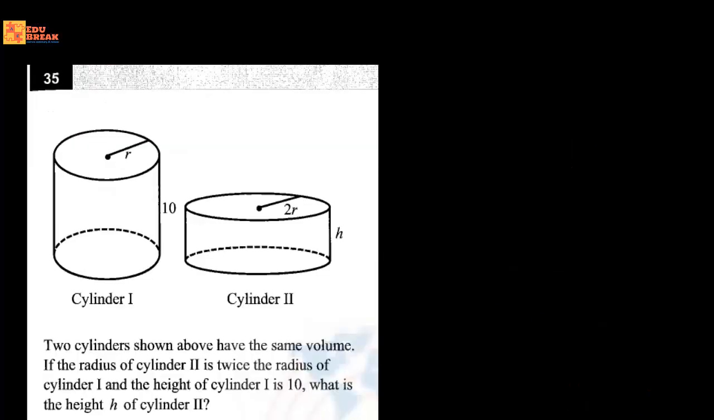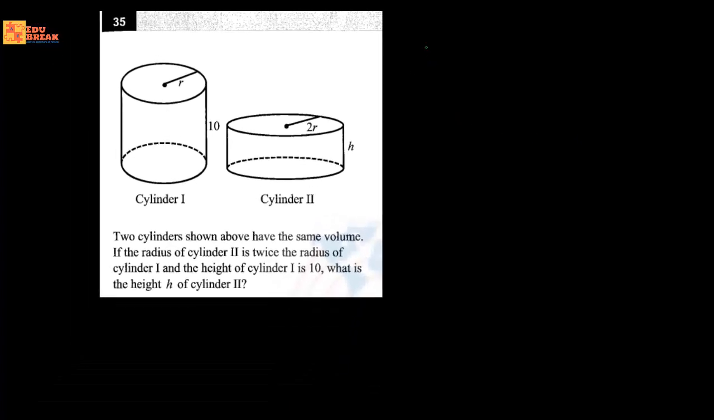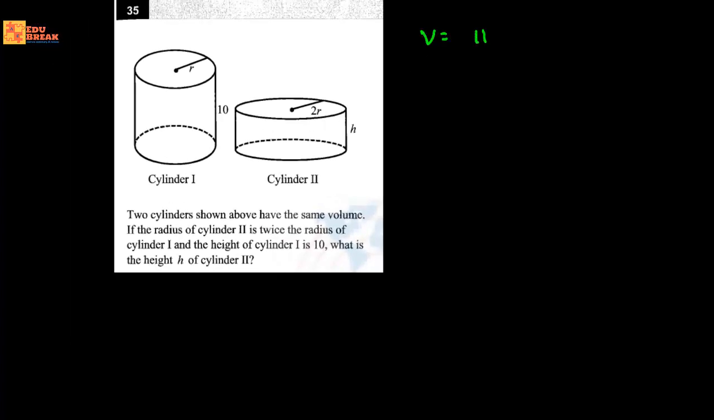Next one. Question 35. Two cylinders shown above have the same volume. If the radius of the cylinder II is twice the radius of the cylinder I, and the height of the cylinder I is 10, what is the height h of the cylinder II? You know that the volume of the cylinder is pi r squared times h.